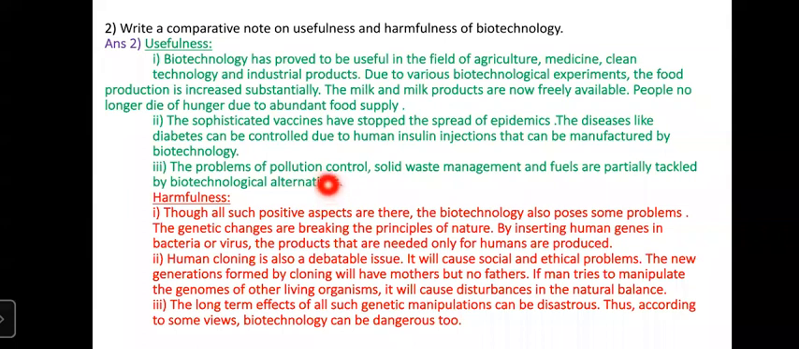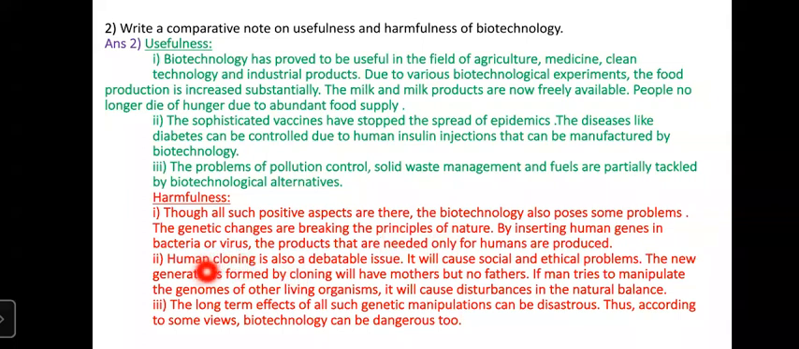But along with usefulness, there is the other side, that is harmfulness. How biotechnology is proving to be harmful. See the first point. Though all such positive aspects are there, biotechnology also poses some problems. Like what? The genetic changes are breaking the principle of nature. By inserting human genes in bacteria or virus, the products that are needed only for humans are produced. Isn't it? So here we are interfering with the principles of nature.